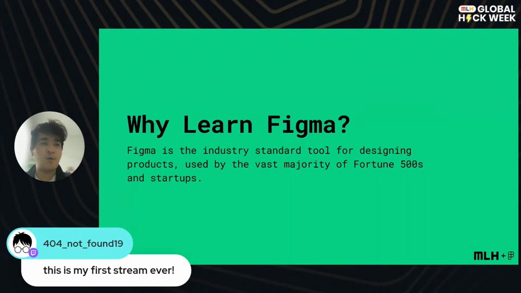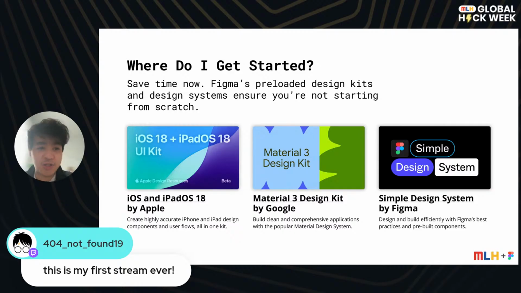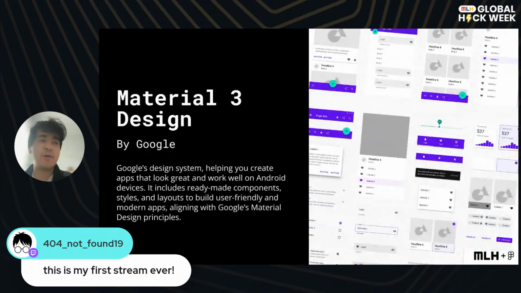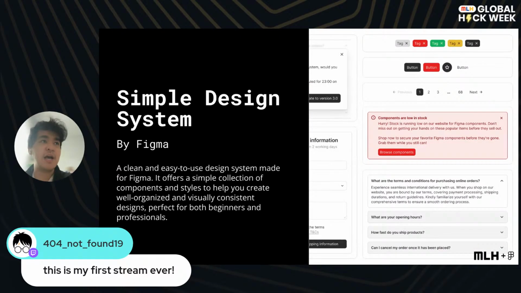So why learn Figma? Well, Figma is the industry's leading and standard tool used by the vast majority of Fortune 500s and startups. So pretty much everybody uses it. And if you want to create a project, you don't have to start from scratch. You can start with these design systems that are already inside of Figma's community. So for example, we have iPadOS and iOS by Apple. If you want to design Swift UIs, we have Material 3 Design by Google. So if you want to design stuff for Android or anything with the Material Design System, this is for you. And we have Figma's Simple Design System. So if you don't know what design system you want to use off the ground, you can use the SDS and have a starting ground rather than creating everything from scratch.